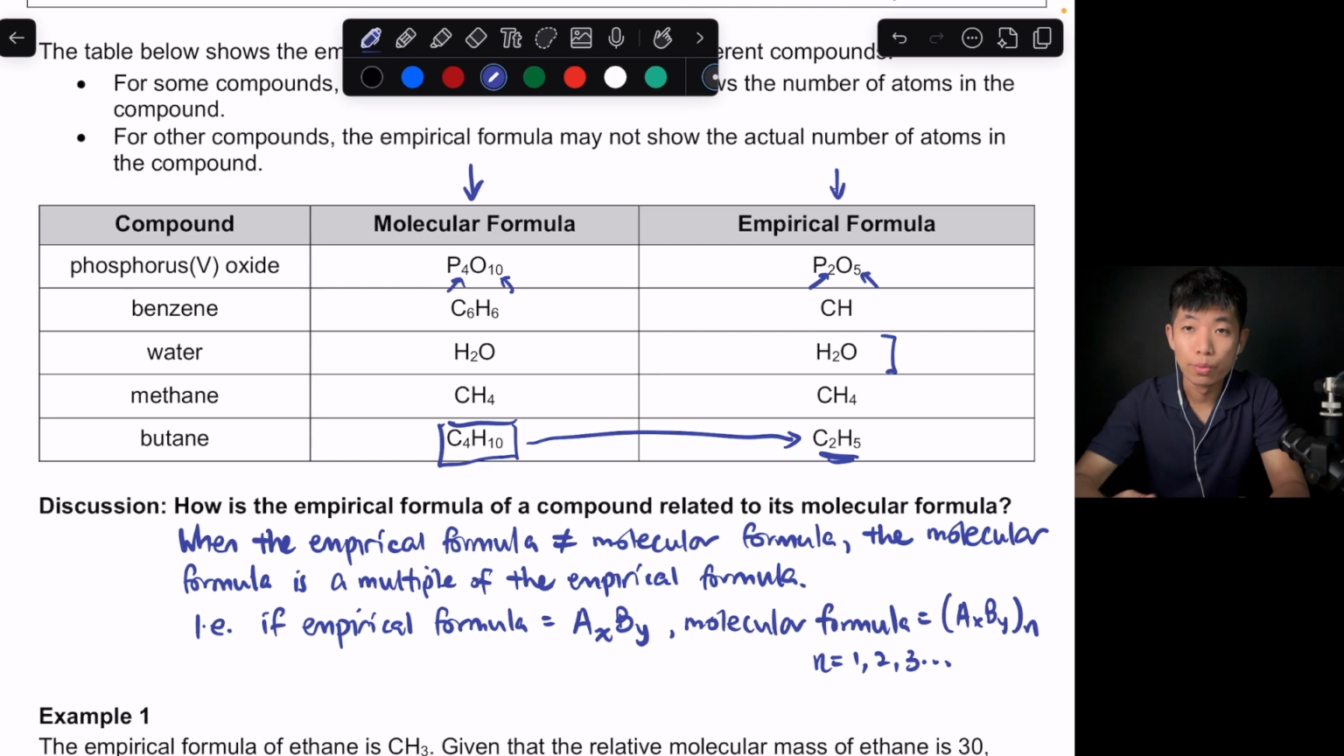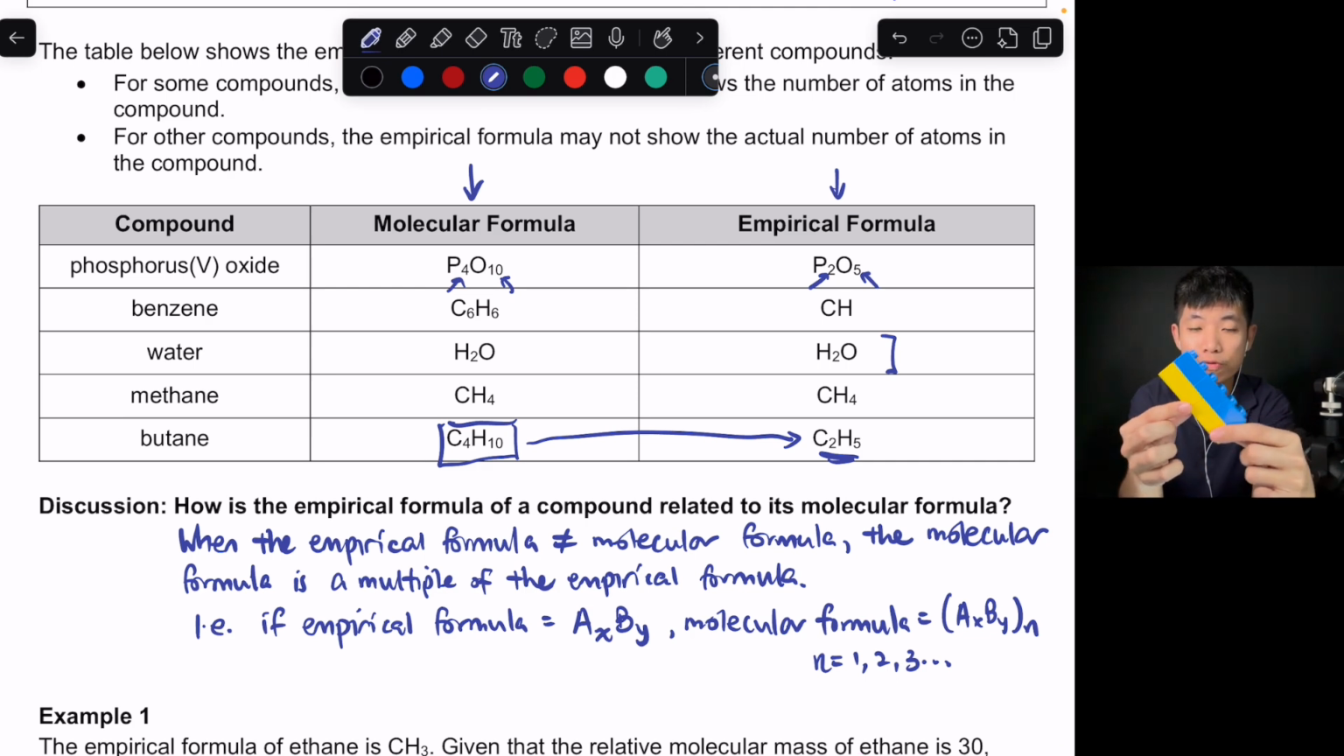So you may wonder, where does this concept of empirical formula come about? The word empirical suggests that it is experimentally determined. So in the early days, let's say we know that this compound contains 2 elements, but we do not know the ratio in which they combine together.